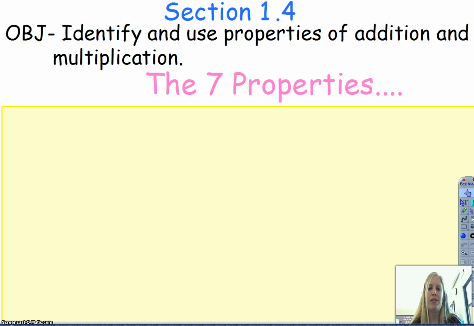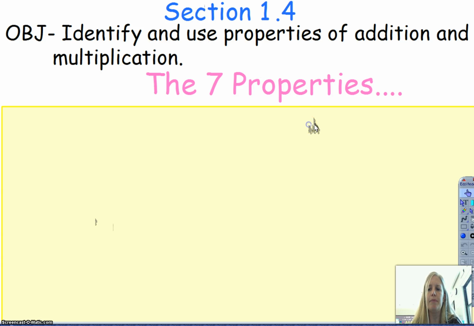Hi everyone, today we're going to be doing section 1.4 in our algebra book, and basically we're going to be working with properties, and there are 7 properties, so there's going to be a lot of notes in the beginning here. So write down the blue at the top for your title, then write down the 7 properties.